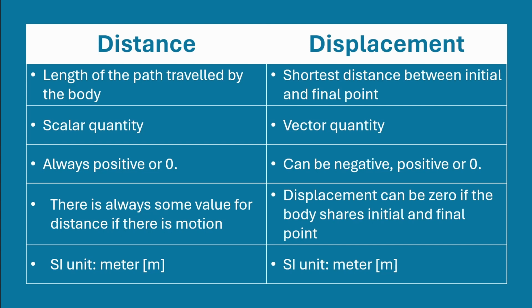Distance is always positive or zero, whereas displacement can be negative, positive or zero. There is always some value for distance if there is motion. However, displacement can be zero with motion if the body shares initial and final point. The SI unit for both distance and displacement is meter.